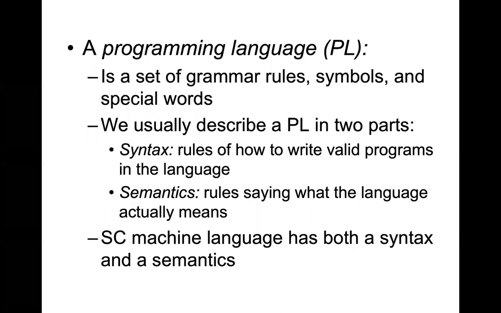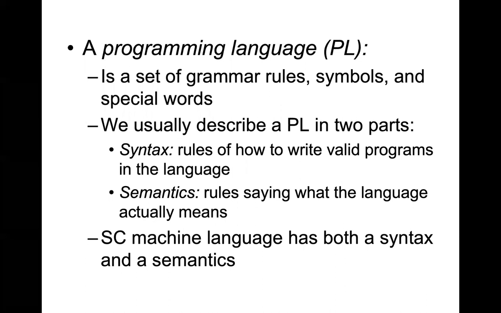So we're going to start talking about assembly language, but before we do that, I just want to take 1 minute to talk about what a programming language is. A programming language is a set of grammar rules, a set of symbols, and a set of special words. The grammar rules basically tell us in what order and what groupings we can put the symbols and words in order to make legal programs. These rules about the grammar we generally call syntax. This is what things you can write down to make a valid program.